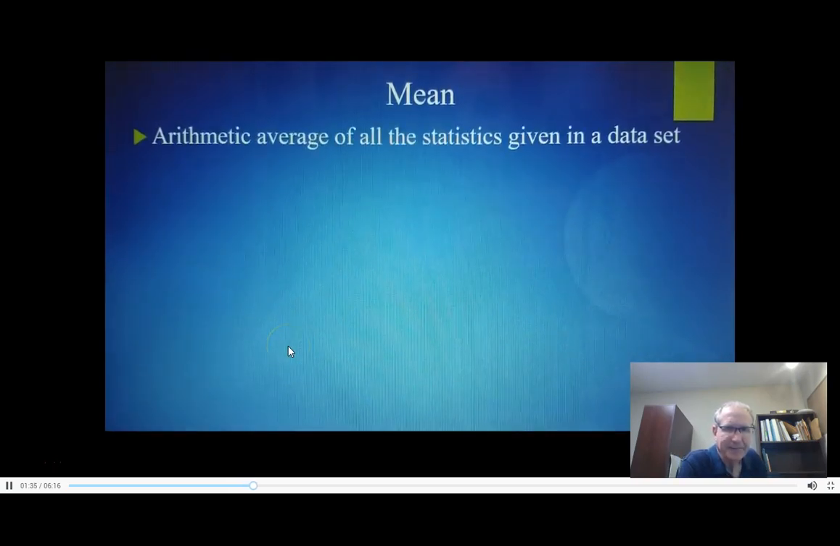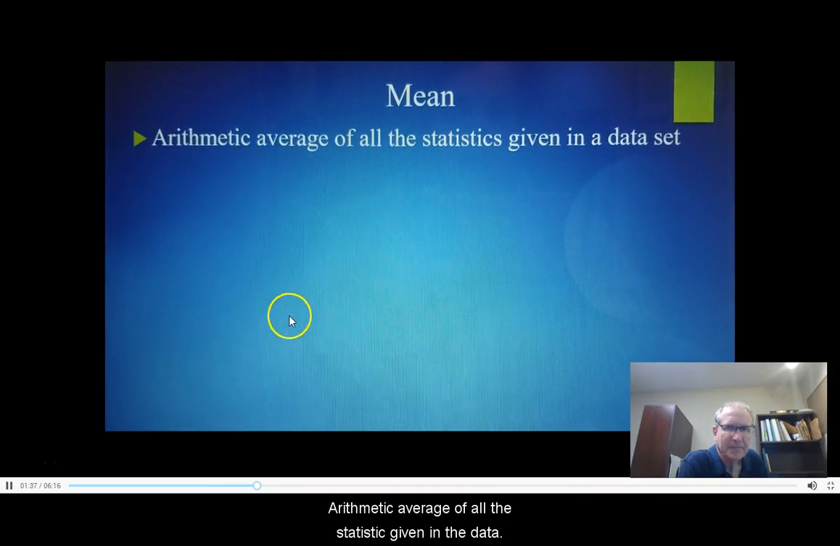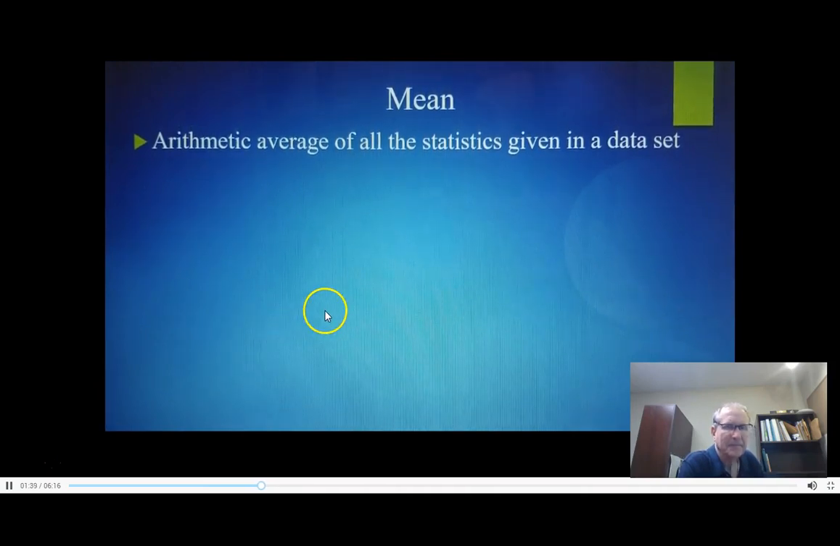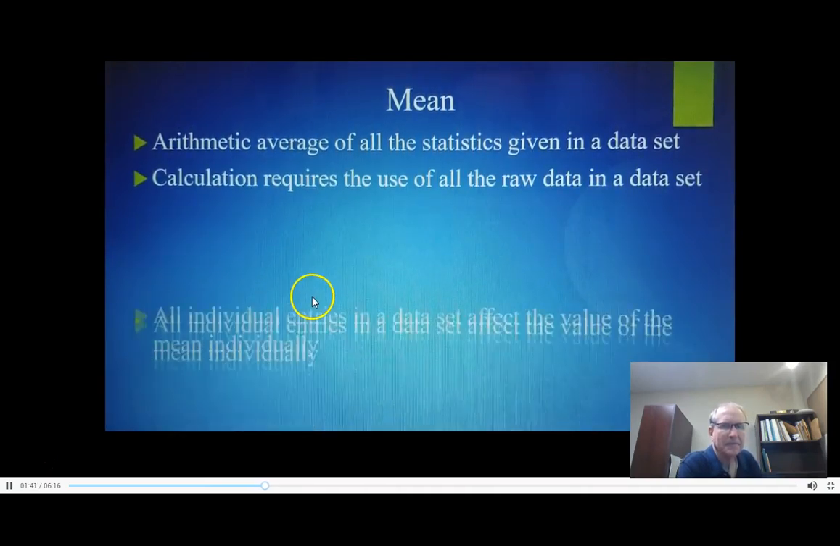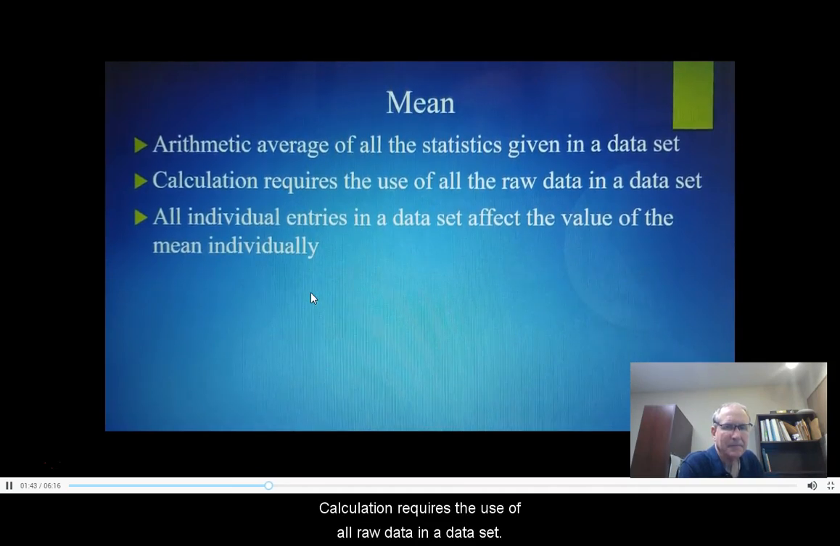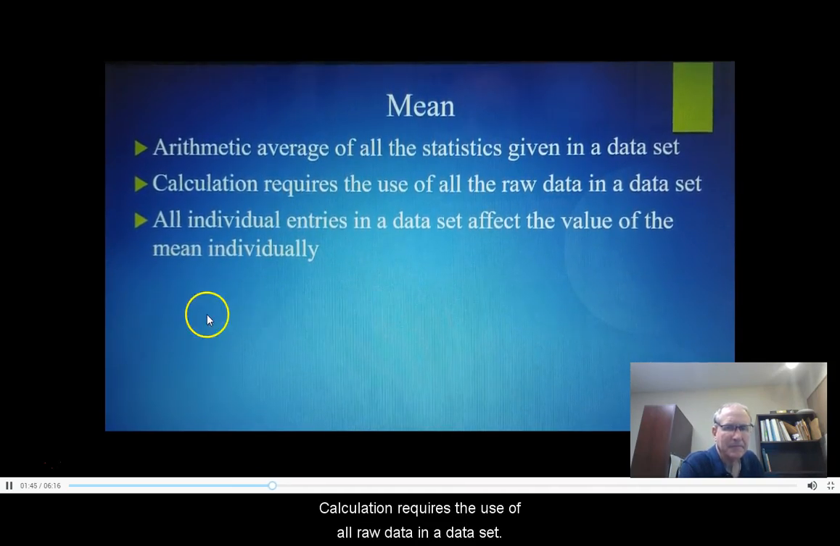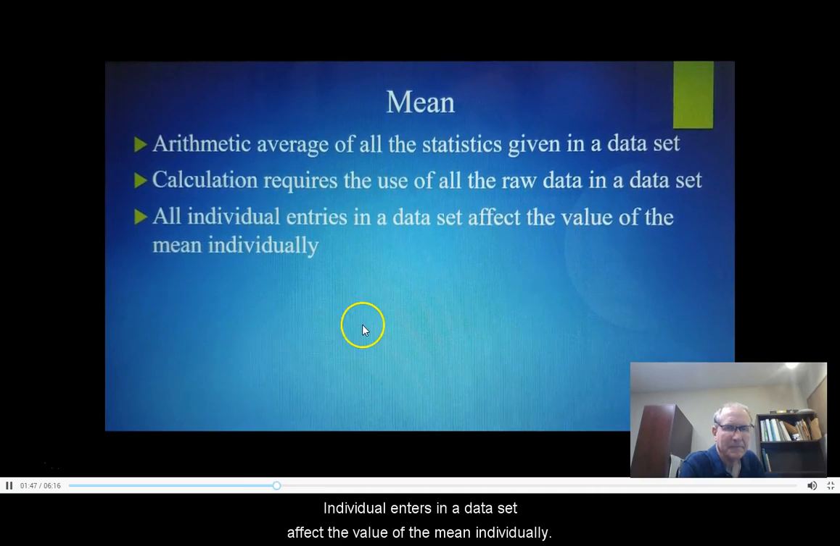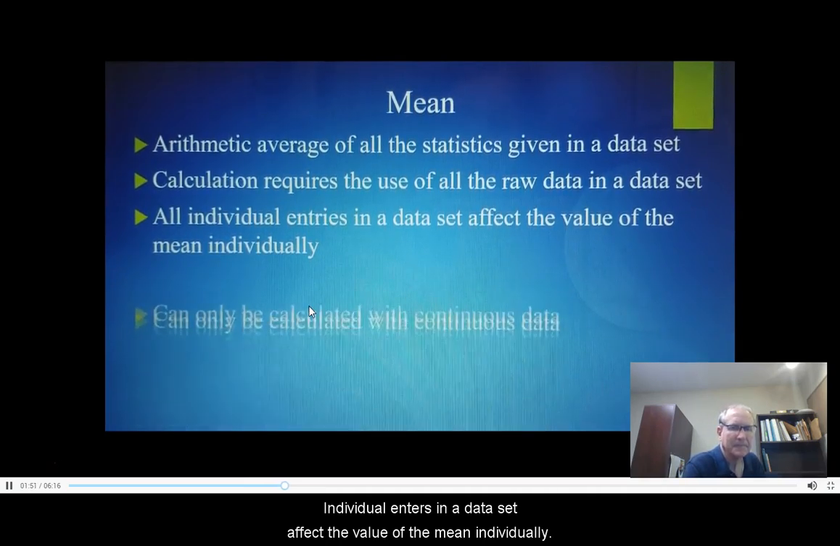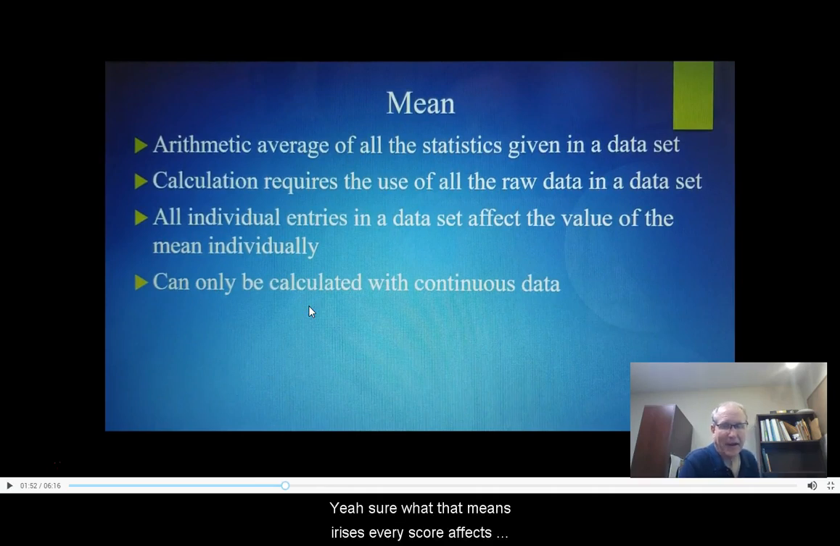Mean. An arithmetic average of all the statistics given in a data set. Calculation requires the use of all raw data in a data set. An individual entry in a data set affects the value of the mean individually. So what that means obviously is every score affects the mean.